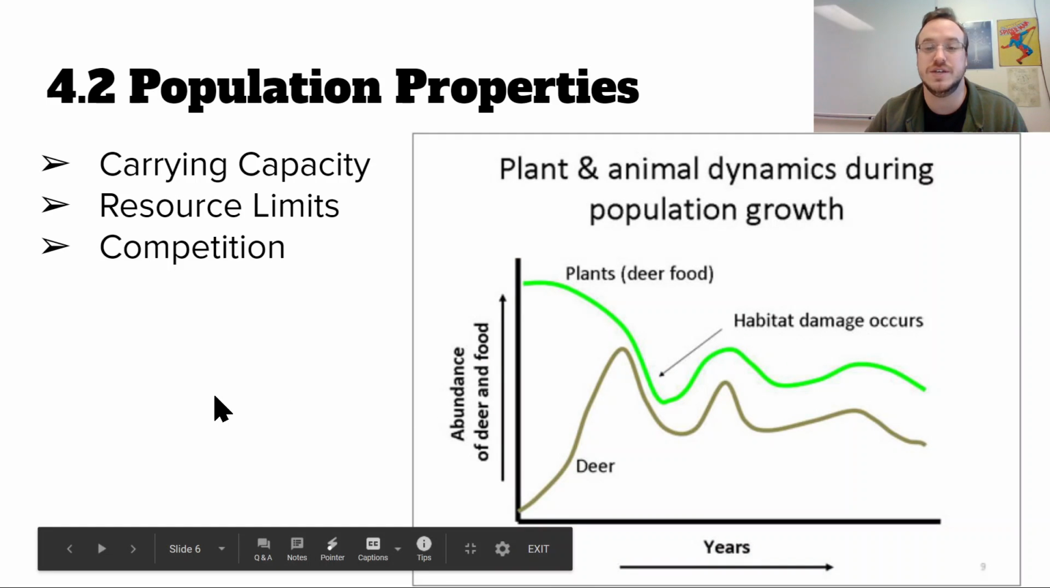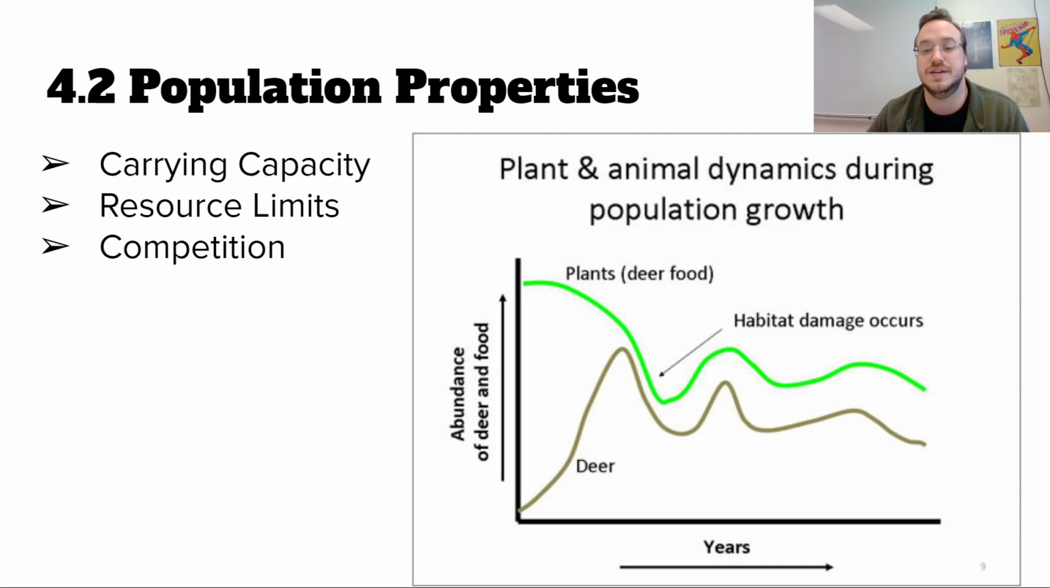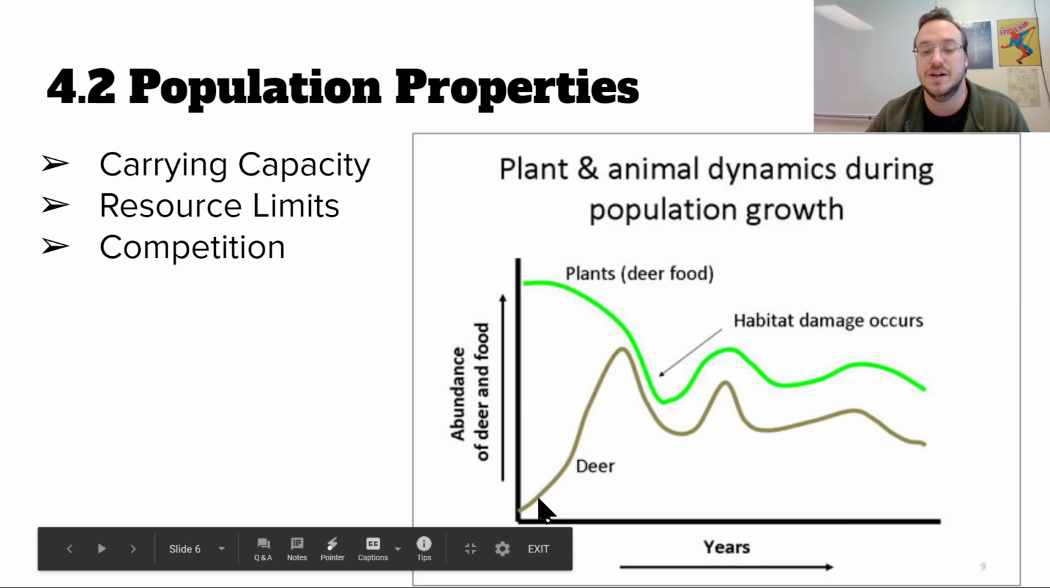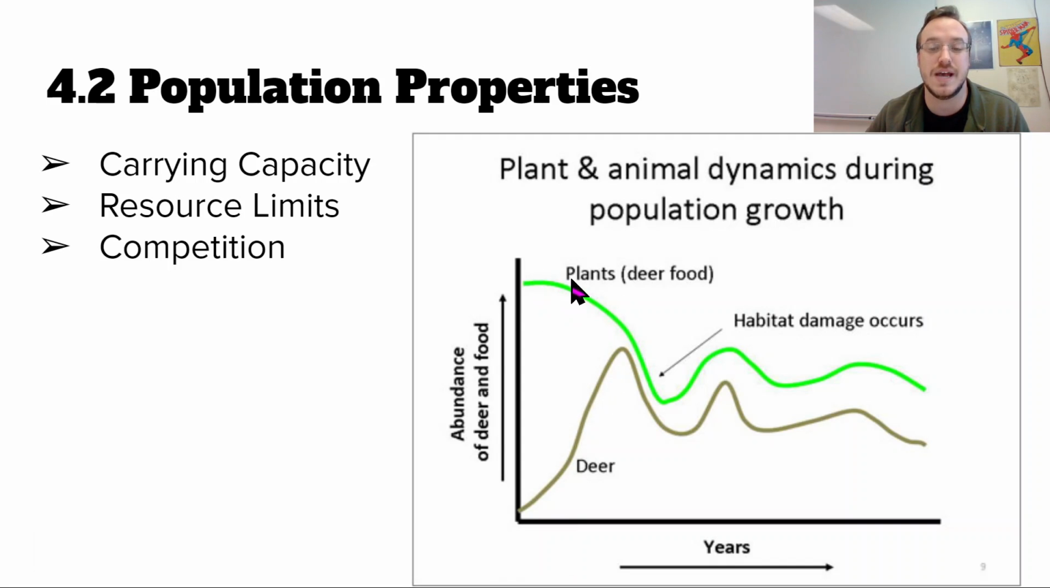All right, so here's another one. Here's plant and animal dynamics during population growth. So this is the same concept, right? But we're looking at the population of deer and the population of the plants that the deer eat. So very similar here, right? So as the deer have exponential growth, they're eating more and more plants. So the population of plants goes down because they aren't able to reproduce as much.